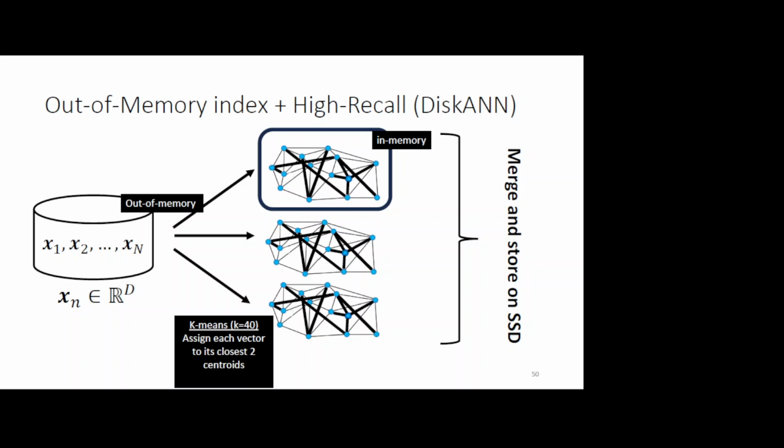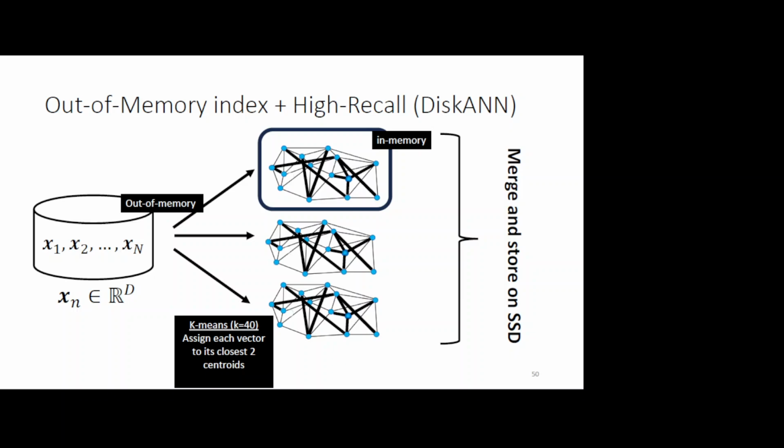Okay, so they use this policy to deal with the insufficient memory case. The general idea is, first, for 1 billion data, I will run k-means. The k is 40, so 40 clusters, and each point we assign to the nearest two centroids.